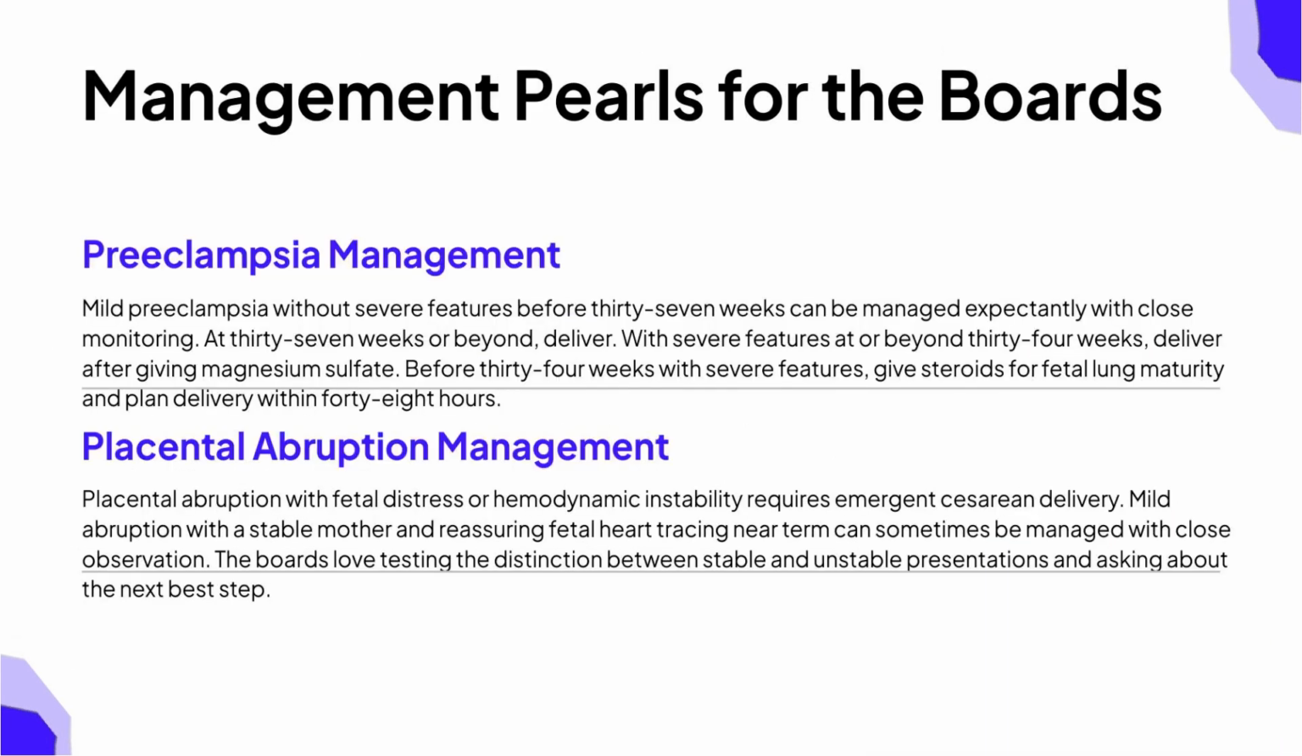Let us review the key management pearls for these conditions, because they come up constantly. For preeclampsia without severe features before 37 weeks, you manage expectantly with close monitoring. At 37 weeks or later, deliver. With severe features at or beyond 34 weeks, give magnesium sulfate for seizure prevention and proceed with delivery. Before 34 weeks with severe features, administer corticosteroids for fetal lung maturity and plan delivery within 48 hours.